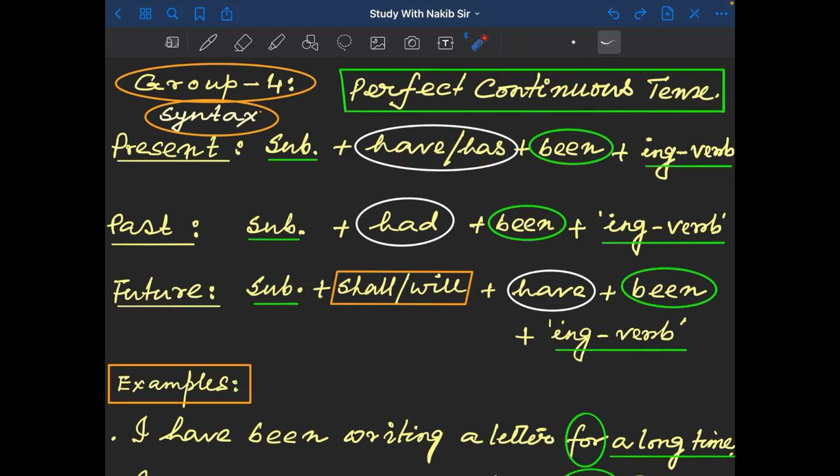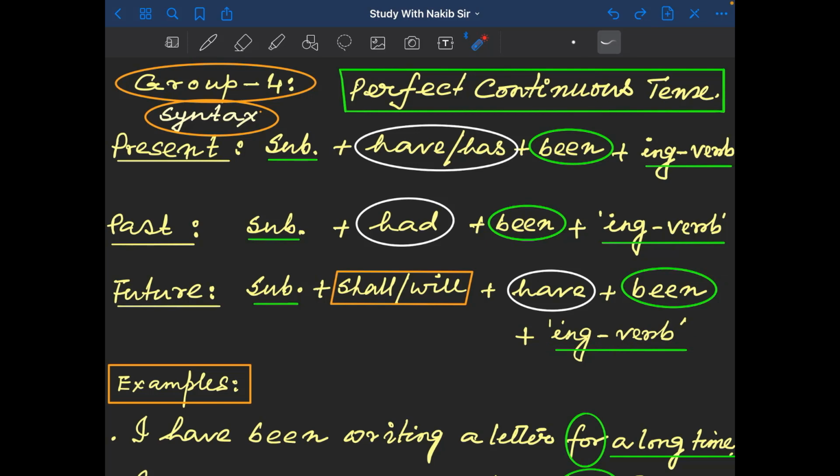And when it is past perfect continuous tense, nothing will be changed, only the have verb form will be changed. Here it was have or has, and here it is the past form of have or has, had. So had plus been will be everywhere. So had plus been plus ing form of the verb. So past perfect continuous tense: subject plus had plus been plus ing form of the verb. And future perfect continuous tense, for futurity, shall or will is used everywhere. And for the perfect, have, and for the continuous, been and ing form of the verb.